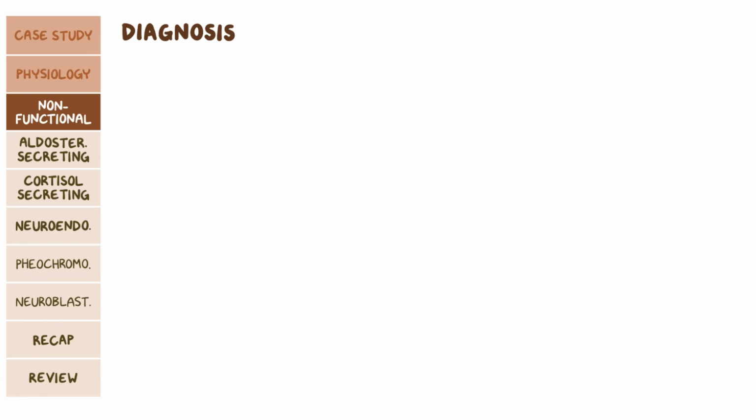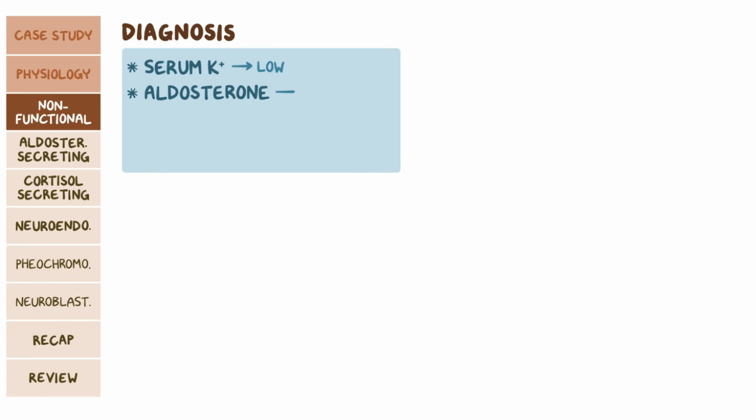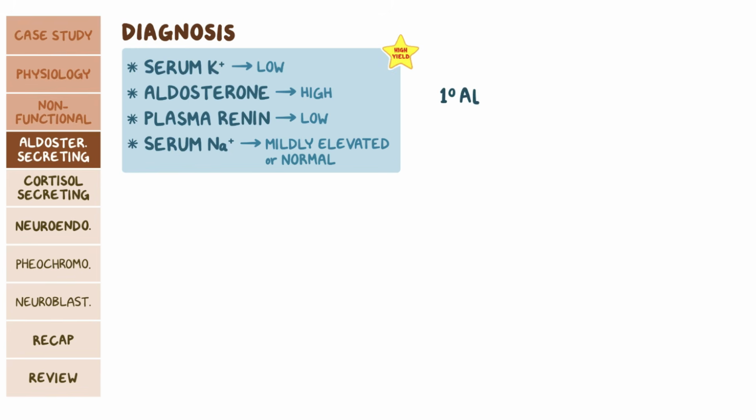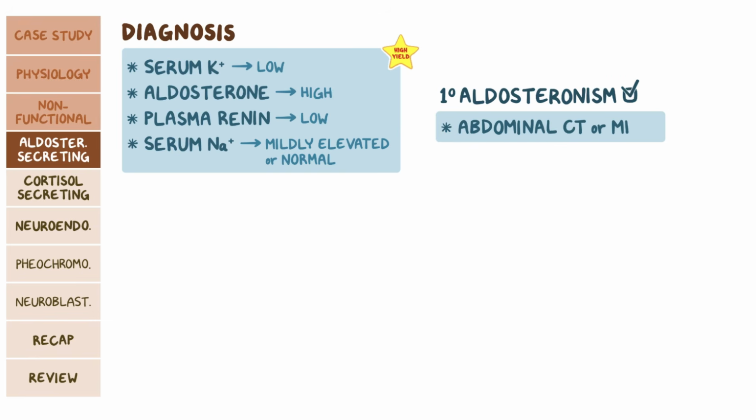Diagnosis is high yield, and it begins by measuring serum potassium levels, which should be low, aldosterone levels, which should be high, and plasma renin activity, which should be low as well, since high blood pressure decreases renin release. Serum sodium can be mildly elevated or normal due to the aldosterone escape mechanism. Once primary aldosteronism is confirmed, an abdominal CT or MRI scan is needed to confirm and locate the aldosterone-producing tumor.